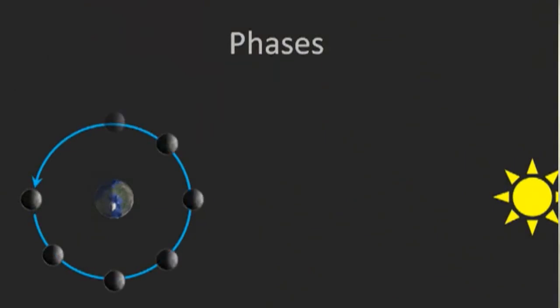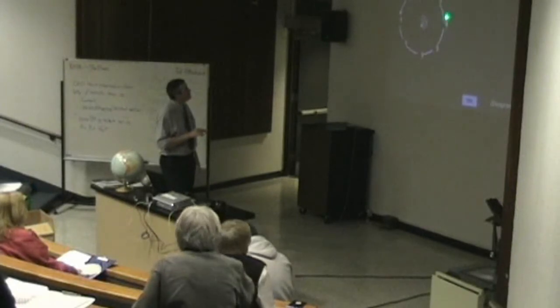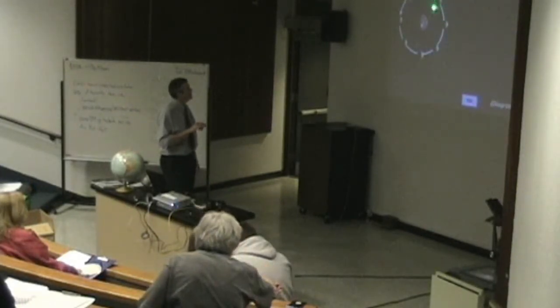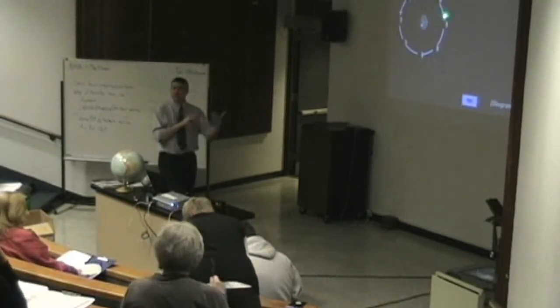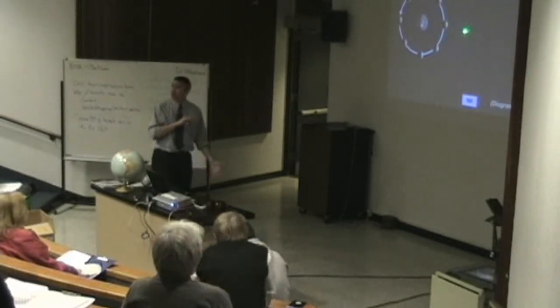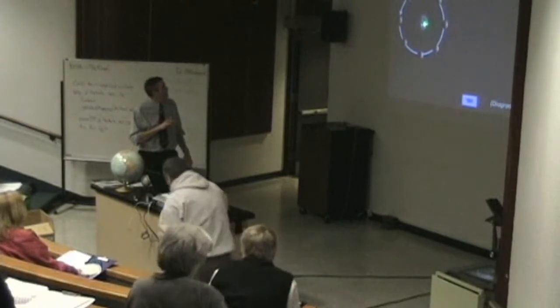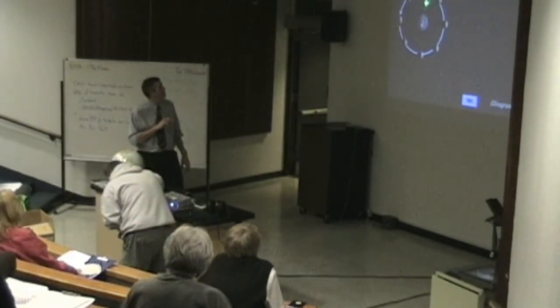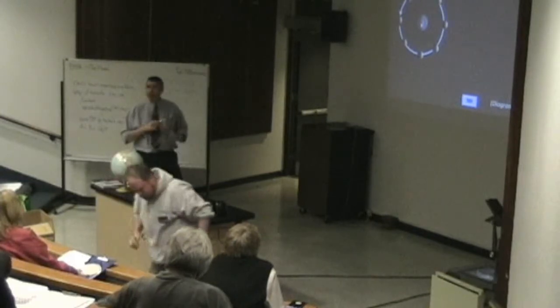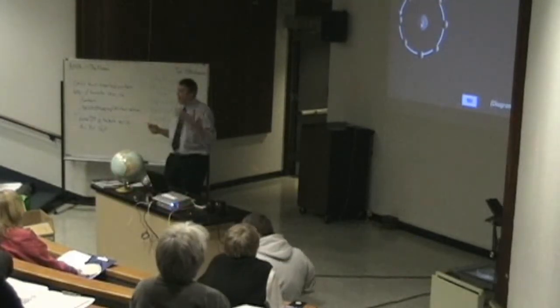Okay. So the different phases occur when the moon is in different positions relative to the sun. Okay? So when the moon is in front of the sun, all we see is the silhouette. We call that a new moon. When the moon is off to one side, a 90-degree angle, we can see the moon as being half lit. We call that first quarter.